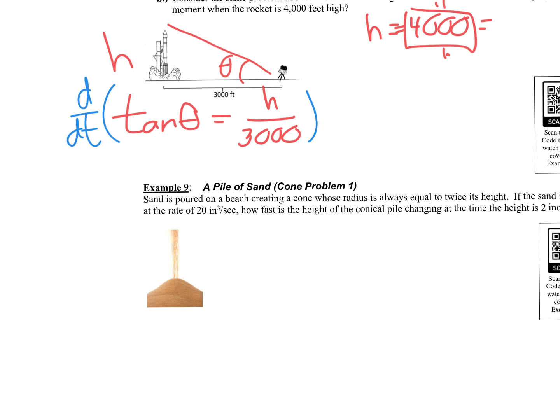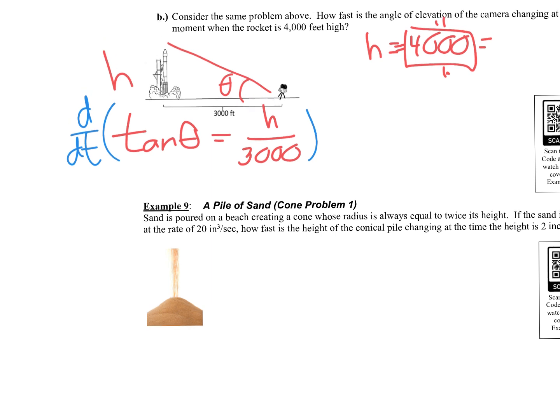Who remembers derivative of tangent? Secant squared. So we have secant squared. Good thing to memorize, especially when they're covered up. Secant squared theta times. Remember, inside the tangent was theta. So now you do the chain. d theta dt. Very good.